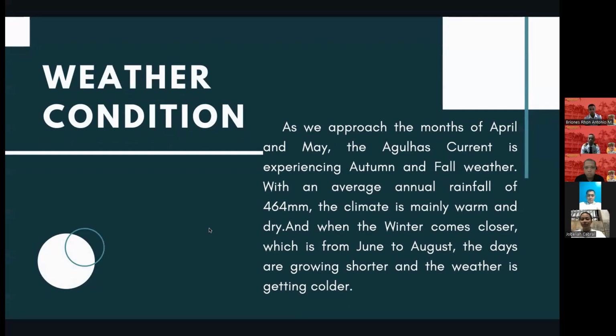And the weather condition here: as we approach the months of April and May, the Agulhas Current is experiencing autumn and fall weather. With an average annual rainfall of 464 millimeters, the climate is mainly warm and dry. And when the winter comes closer, which is from June to August, the days are growing shorter and the weather is getting colder.